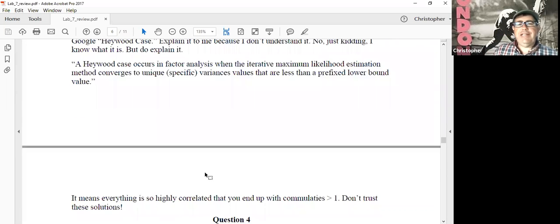The big issue here is that everything's so highly correlated that you end up with communalities that are greater than 1, or also factor loadings that are greater than 1. Those warnings should tell you, don't trust this solution. If you get those warnings, it probably means that you have 2 variables that are super highly correlated, so you might think about removing one of those.